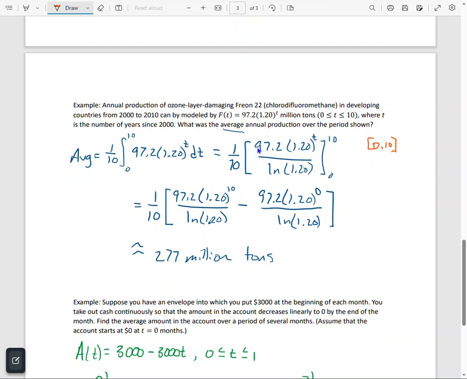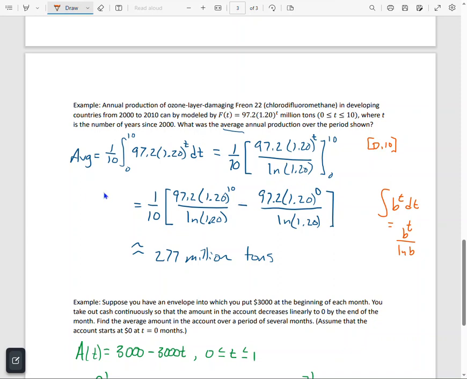97.2, that's just a coefficient. That just comes along for the ride. That 1/10 coming along for the ride. What's the antiderivative of b to the t? It happens to be b to the t divided by the natural log of b. So our base is 1.20, so we have 97.2 still hanging out, the 1/10 hanging out, 1.20 to the t divided by the natural log of 1.20, evaluated from 0 to 10. Notice the only thing that changes here is this exponent.